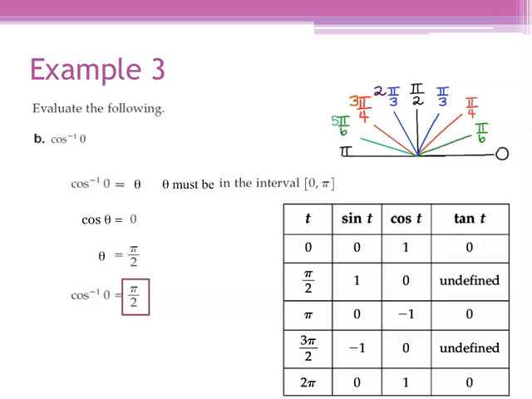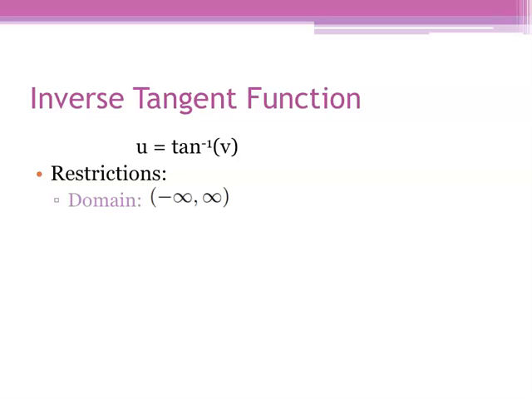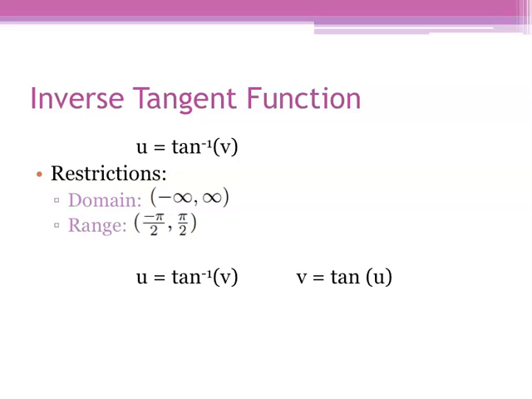All right, we've done sine inverse and cosine inverse. The last one we're going to do is inverse tangent. So u equals tan inverse of v. Our restrictions on the domain are from -infinity to infinity. Again, we are focused on the range, where it's between -pi over 2 and pi over 2. And again, if it's helpful for you to see it written in two different ways, u equals tan inverse of v, or v equals tangent of u.